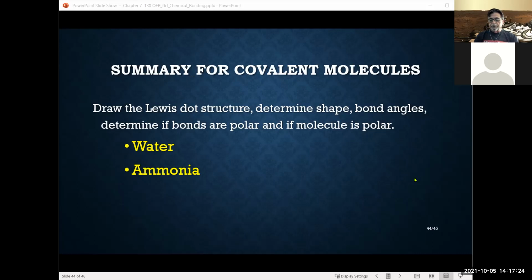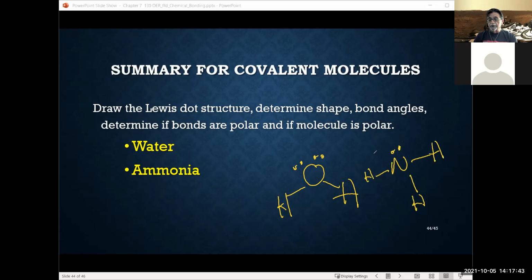We did water, the structure that is, and we ended up with a structure with two lone pairs on the central atom. And then we also did ammonia, also with lone pairs on the central atom. Automatically very polar species. In fact, water probably is the most polar molecule out there.